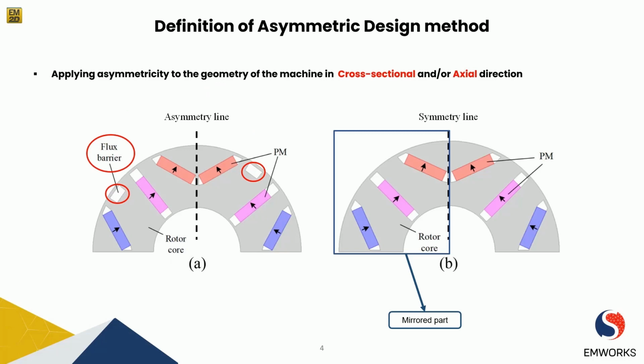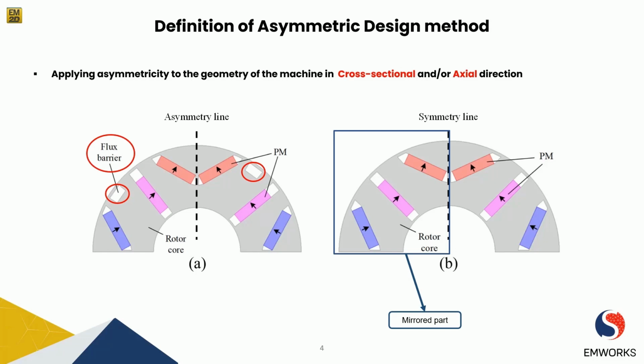And here is the most important part, where the asymmetric design method shows its power, and the basis of the machine design is going to be the geometrical changes that we adopt in the first stage. So here, first we're going to talk about the definition of the asymmetric design method.